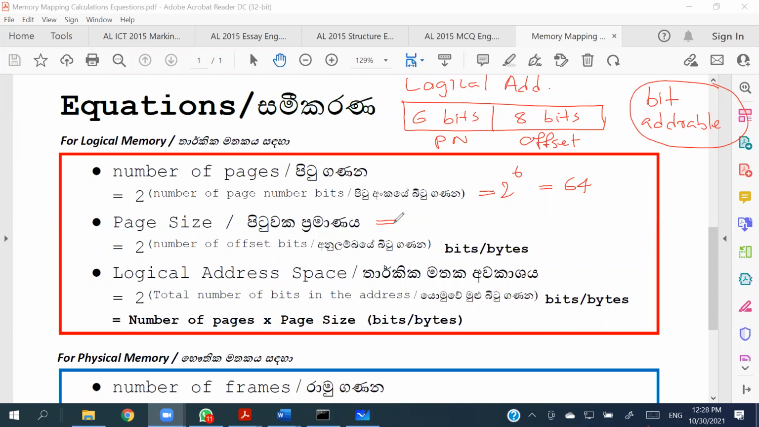Yes, Lakshani, that is correct. Osanda, that is correct. Very good. So see, you have picked it easily. The page size is 2^8 bits, and it's better you keep it as a number, people: 256 bits. Maximum memory capacity. That means the logical address space. What is the maximum memory capacity?